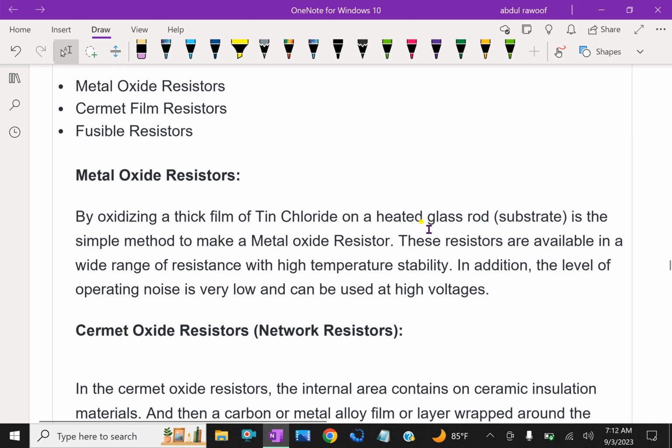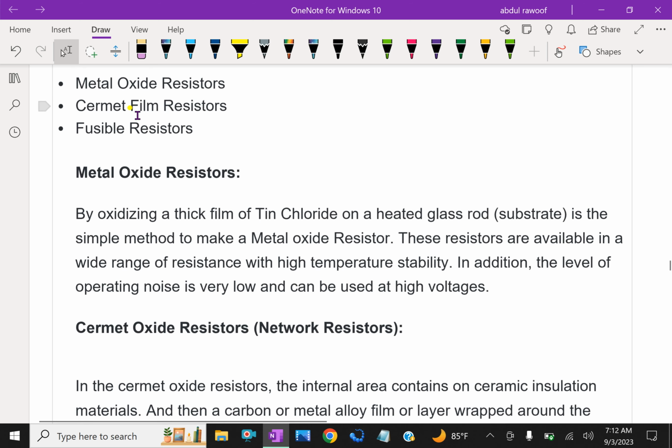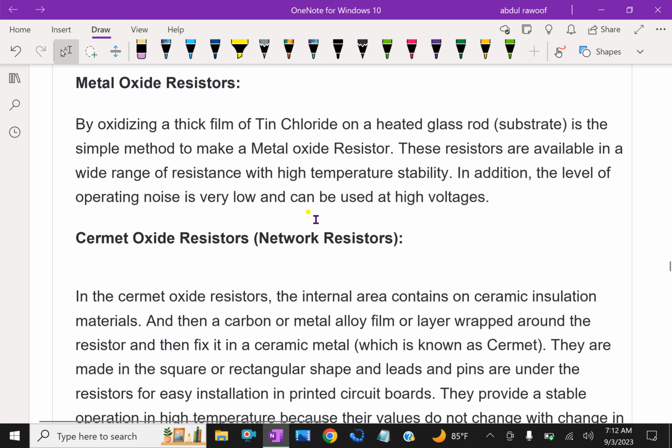There are additional types: metal oxide resistors, ceramic film resistors, and fusible resistors. Metal oxide: oxidizing a thick film of tin chloride on a heated glass rod substrate is the simple method to make metal oxide resistors.